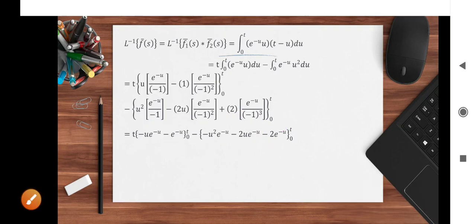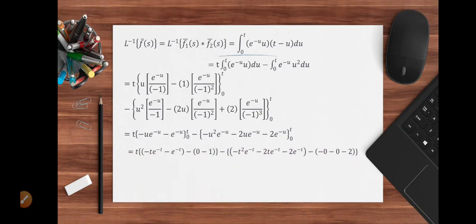Now you just put the upper limit as t, that is u equal to t, and the lower limit as u equal to 0. Remember, e raised to 0 is always 1. If it is multiplied by u, you will get the answer as 0. But if it is only the single term e raised to minus u, then for u equal to 0, you have to write it as 1. So substituting the upper limit and lower limit, you get this step.